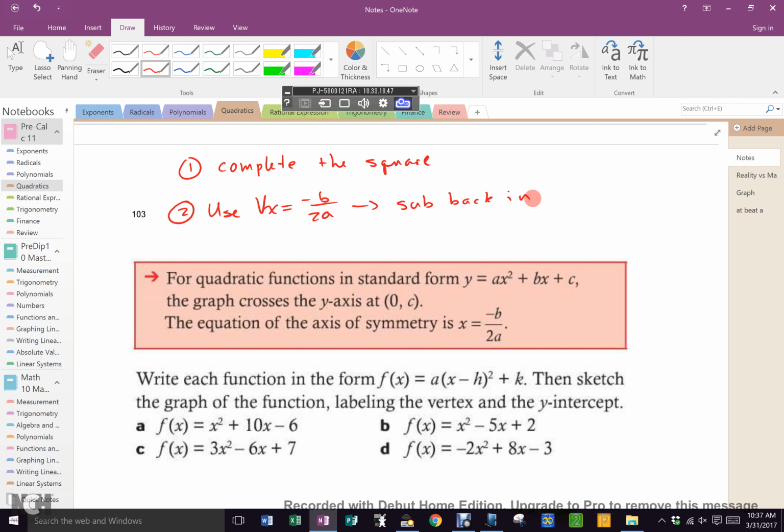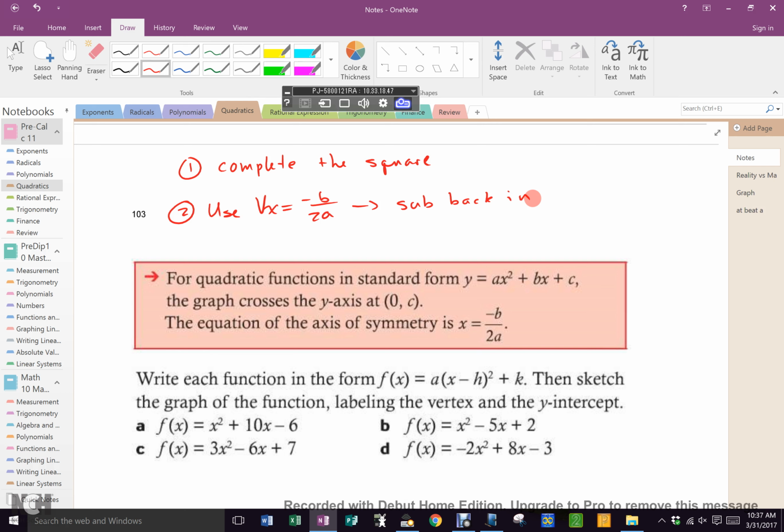Yes. Would you complete the square in b? No, why? Odd. Could you complete the square in c? Yes, because you could factor out that 3 and this would become 2, right? So you could complete the square here. Could you complete the square in d? Yes.